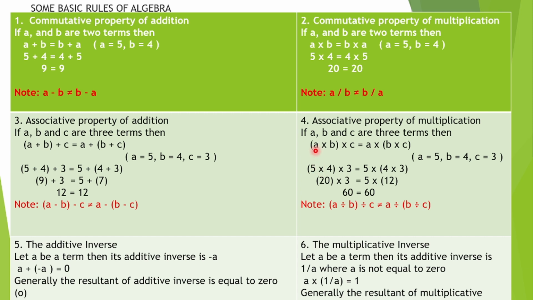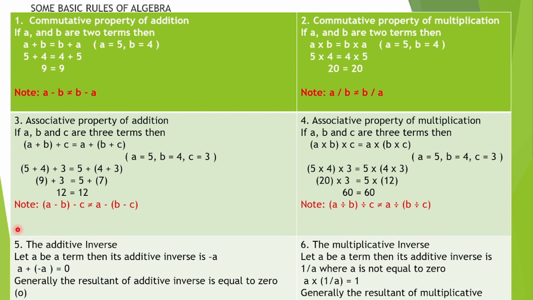That is, (a multiplied by b) multiplied by c is equal to a multiplied by (b multiplied by c). Please note that this associative property is not valid for division. That is, (a divided by b) divided by c will not be equal to a divided by (b divided by c).